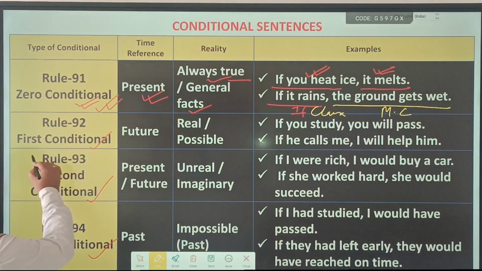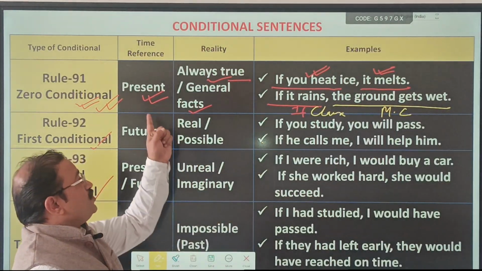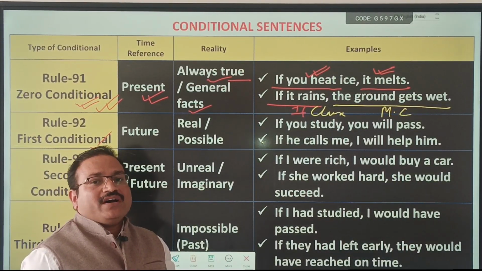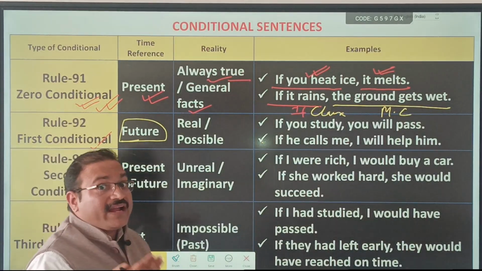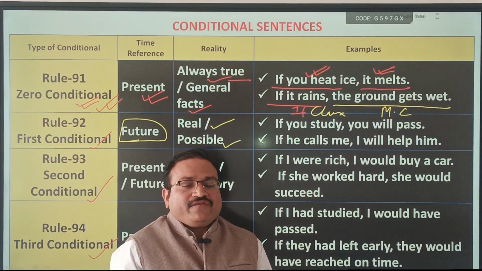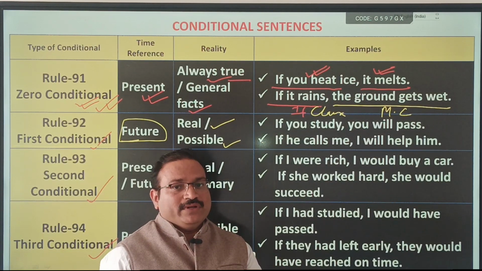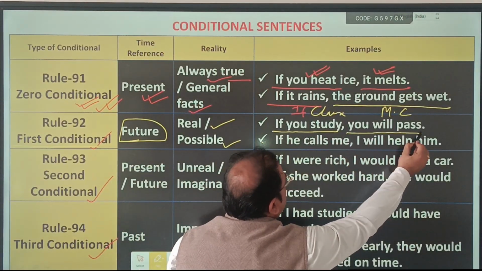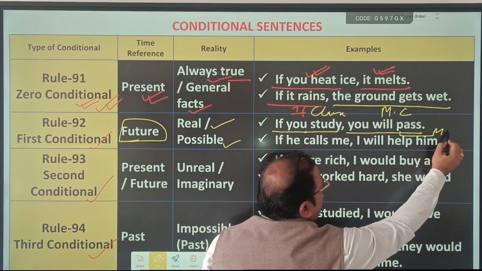Now let us see the second one, this first conditional sentence. So zero conditional talked about present time, present condition. First conditional sentence will talk about future. About future, remember. And what kind of future? Which is real and possible. Any future action or future thing which is real and which is easily possible. In this case, what happens? If you study, you will pass. So if you study is if clause and you will pass is the main clause.